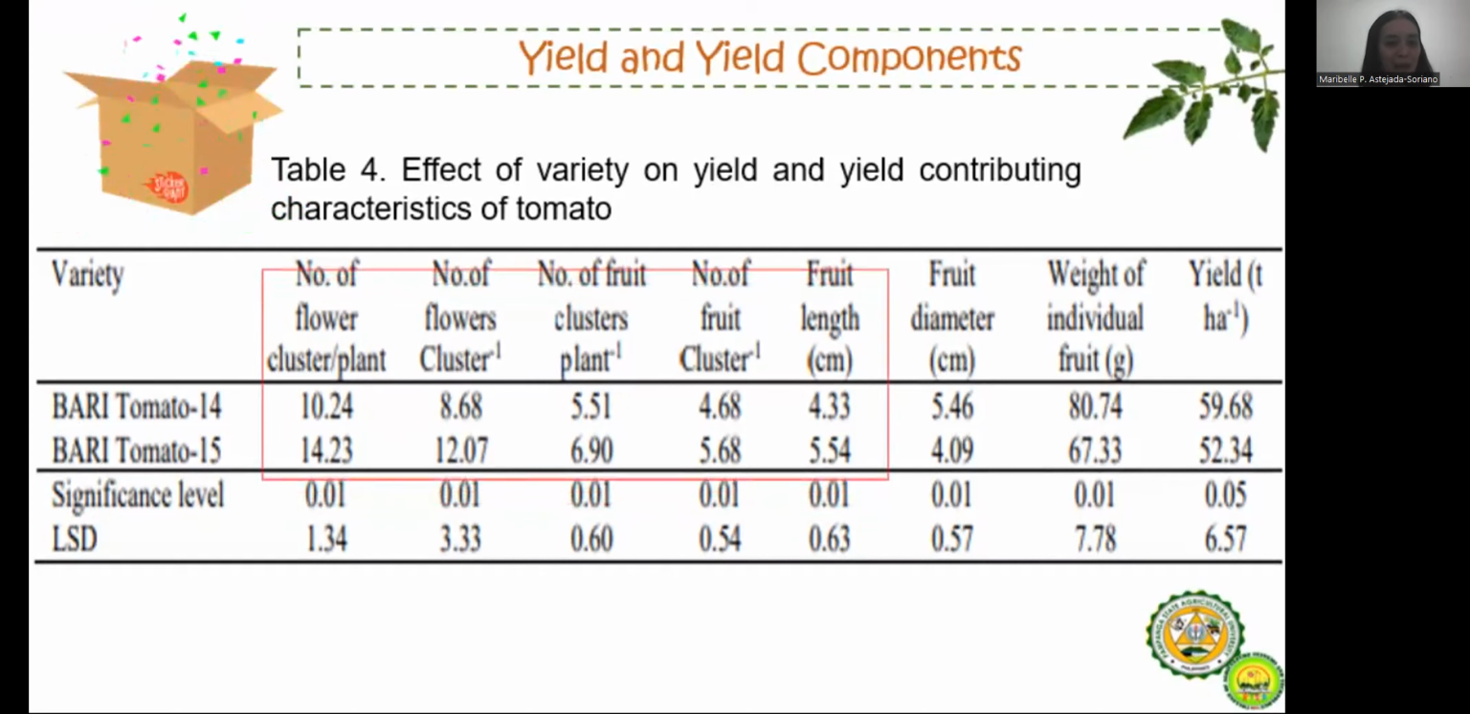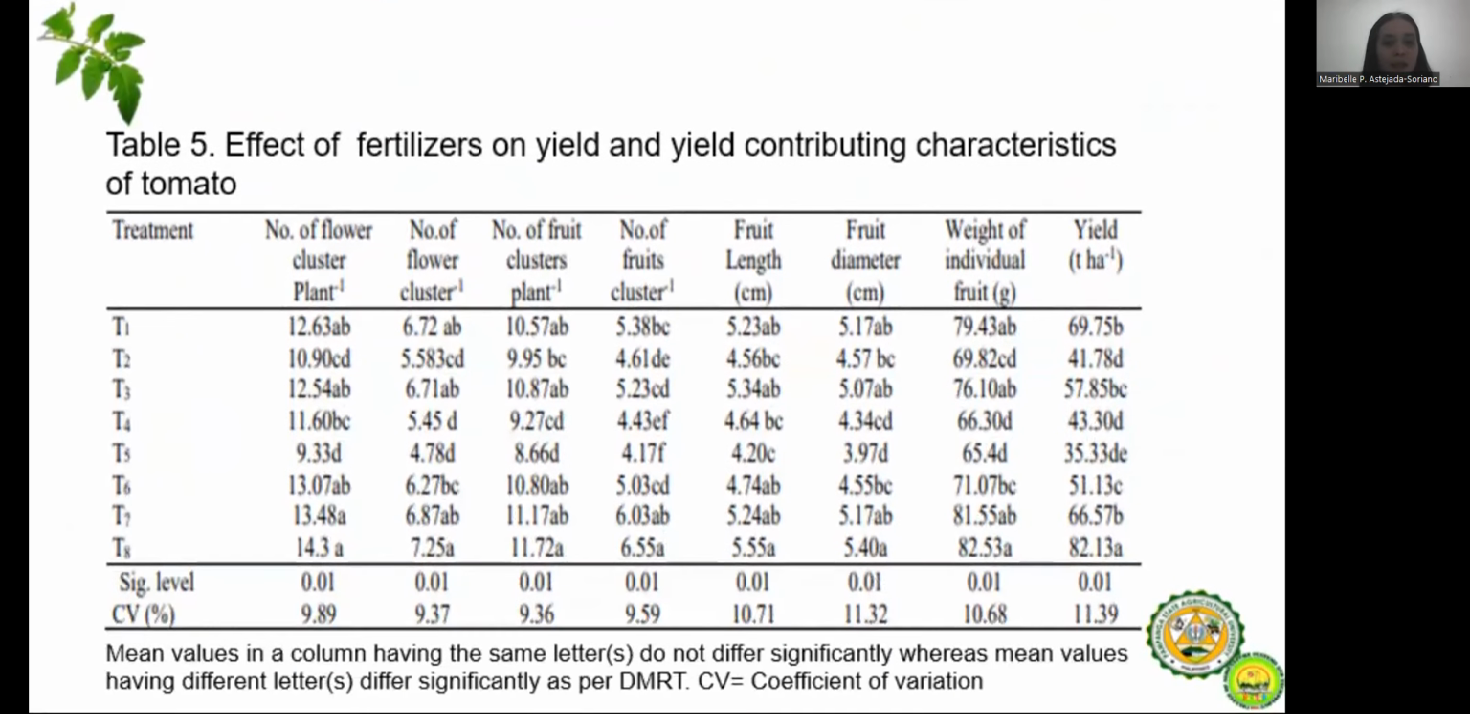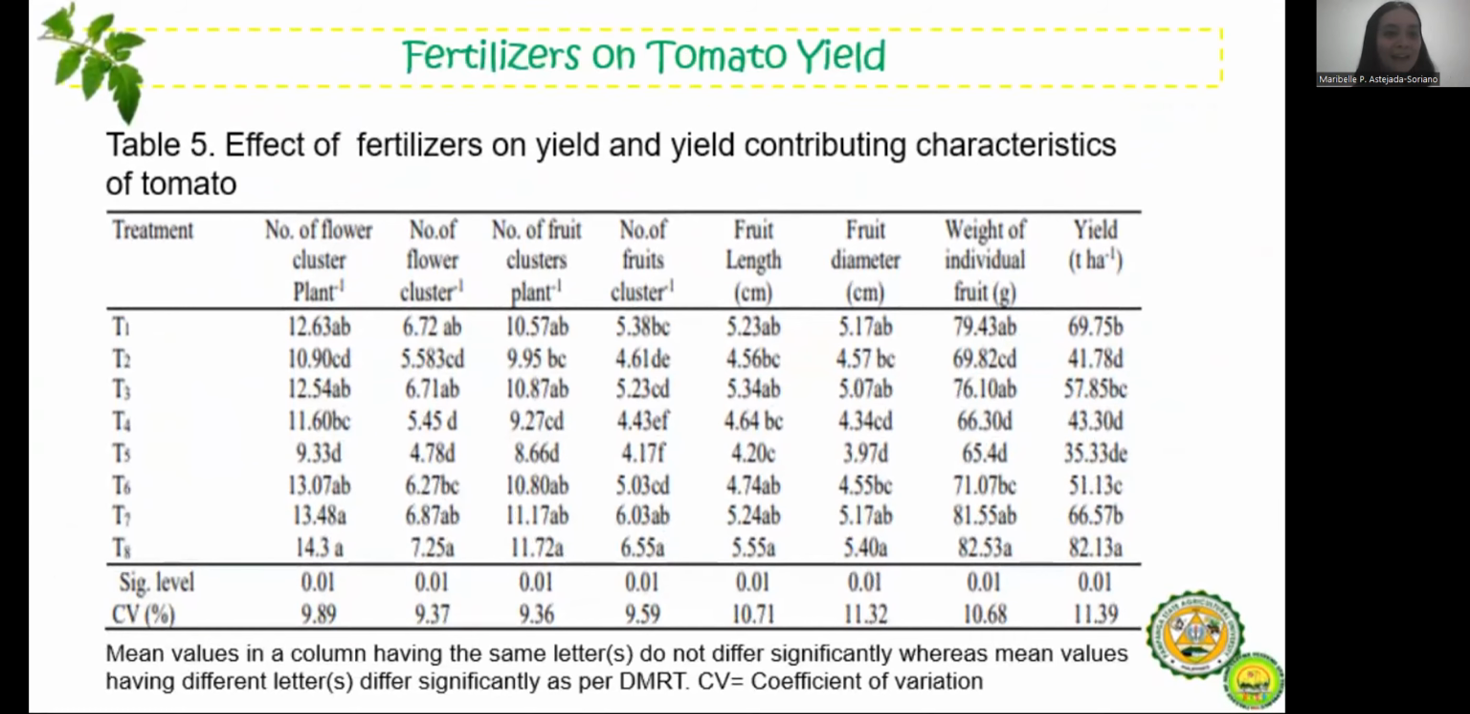And then for the table 4, Barry Tomato 15 exhibited the highest number of flower cluster per plant, number of flower per cluster, number of fruit cluster per plant, and number of cluster. So mas mataas po yung naging ani, no? Doon sa table na yon, mas mataas yung naging ani ng Barry Tomato 14 than the Barry Tomato 15. So yun po yung table na yon.